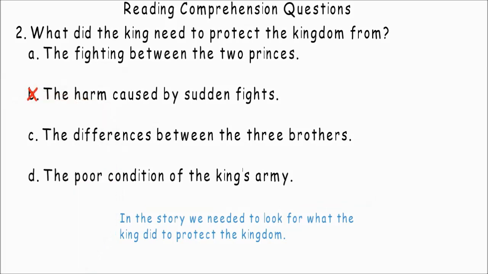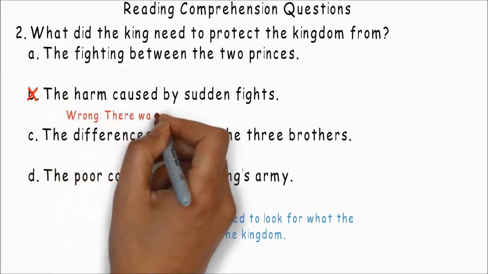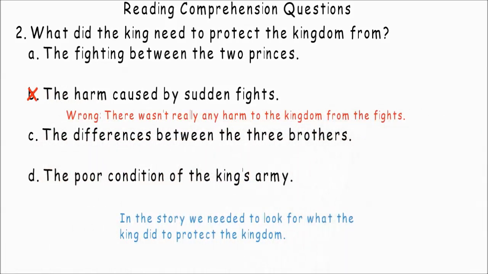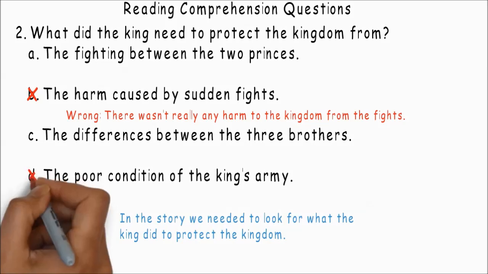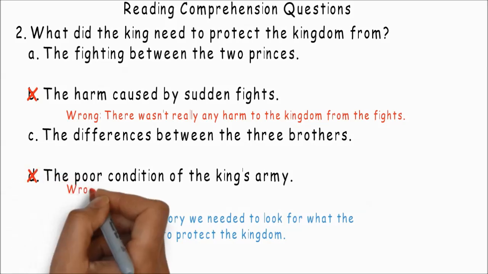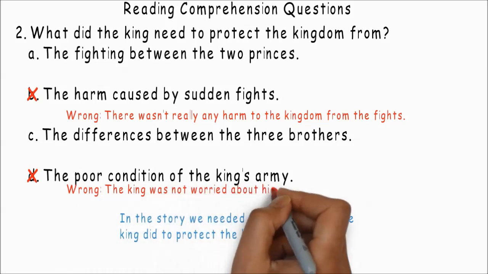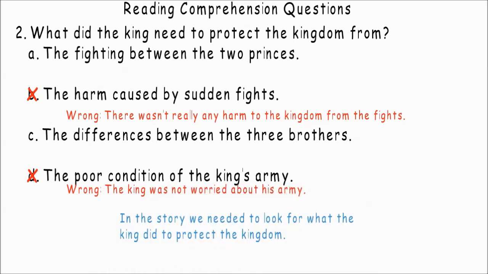It's not B, the harm caused by sudden fights. There wasn't really any harm to the kingdom from the fights. In the future, it could. D is not right, the poor condition of the king's army. The king was not worried about his army.